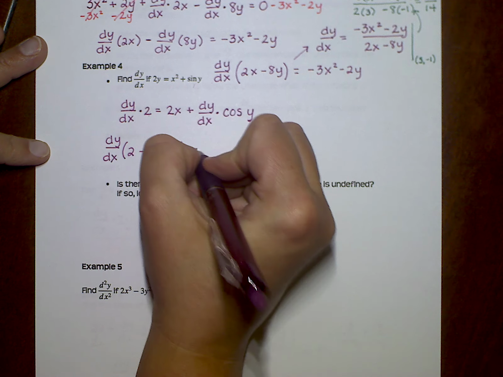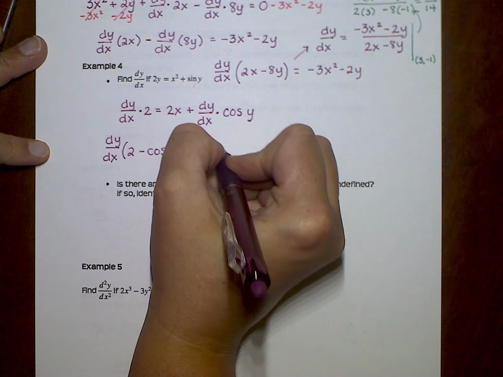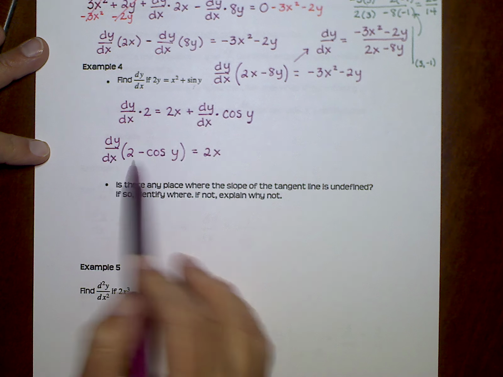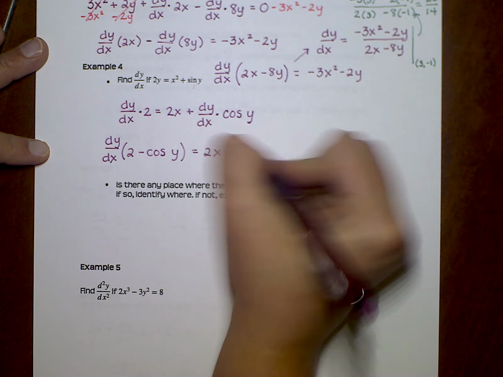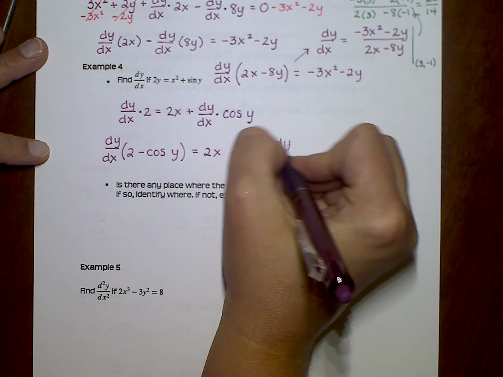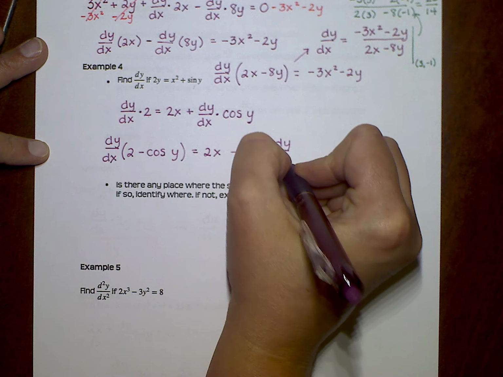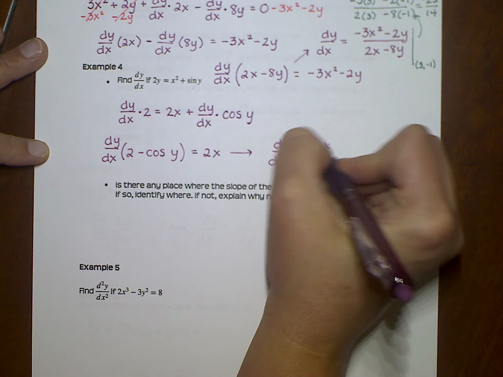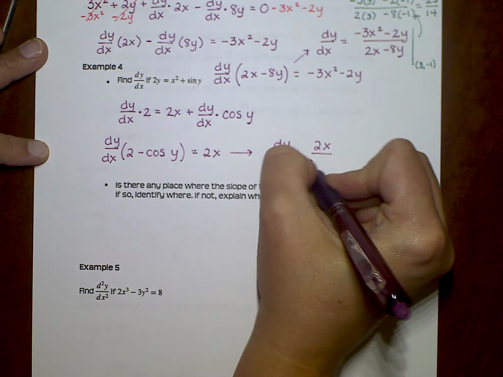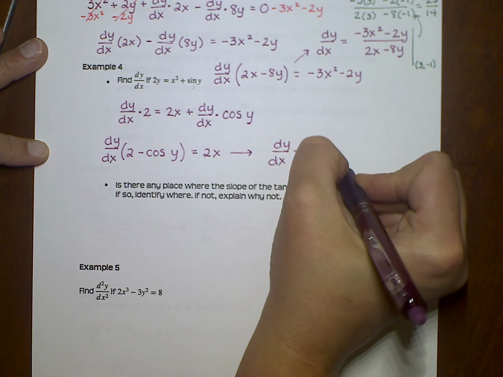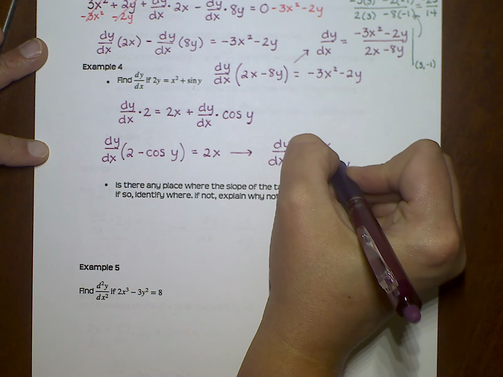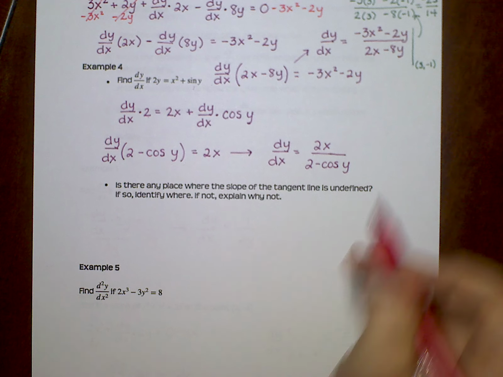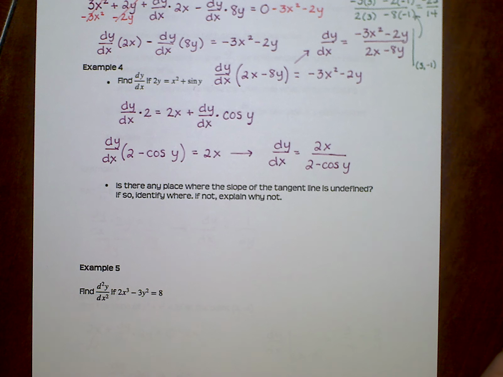Over here on the right side, what I have left is just a 2x. And then to get dy dx alone, I'm going to divide by this parenthesis. So what I end up with is dy dx equals 2x divided by 2 minus cosine y. That's my derivative. That's my answer.